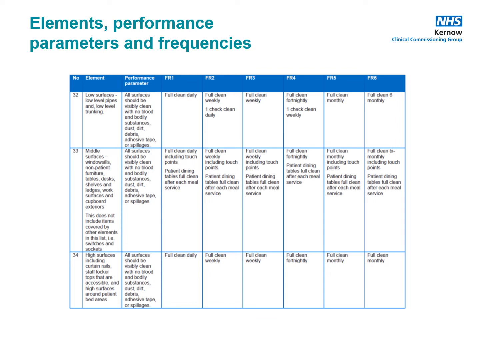And it also outlines how often the low-level surfaces should be cleaned according to the functional risk area. So for functional risk 1 areas, low-level surfaces will be expected to be cleaned fully daily. Weekly in functional risk 2 areas, weekly in functional risk 3 areas, fortnightly in functional risk 4 areas, monthly in functional risk 5, and a full clean in functional risk 6 monthly.